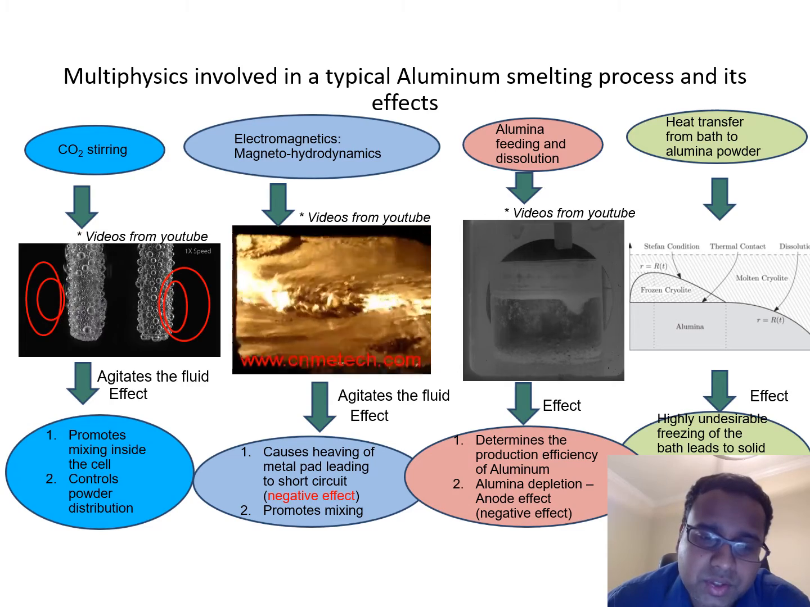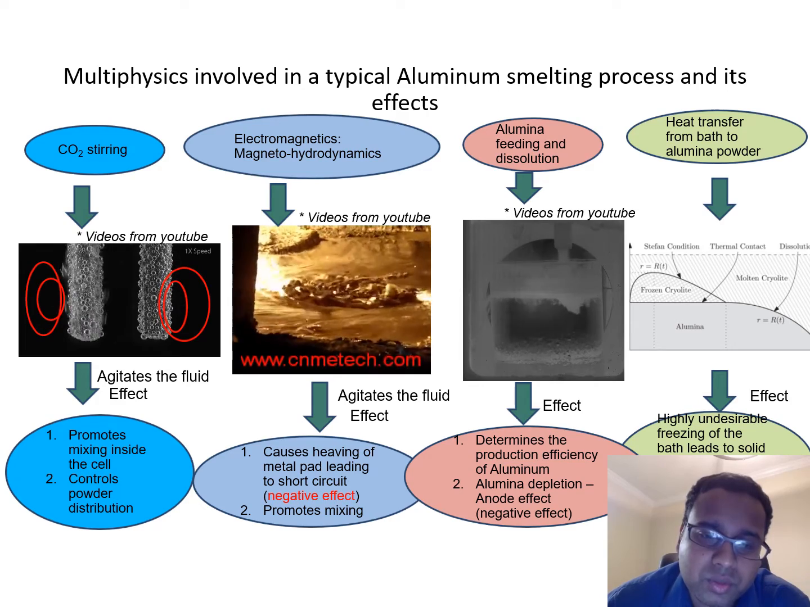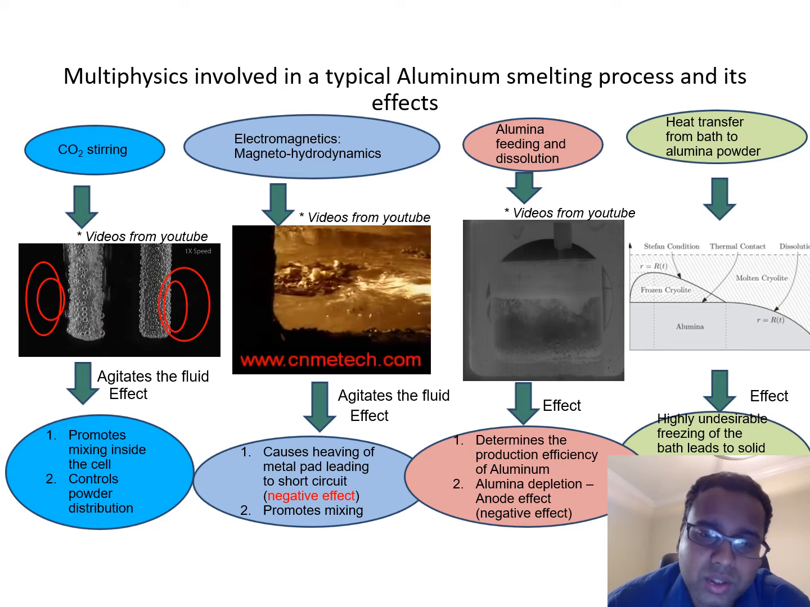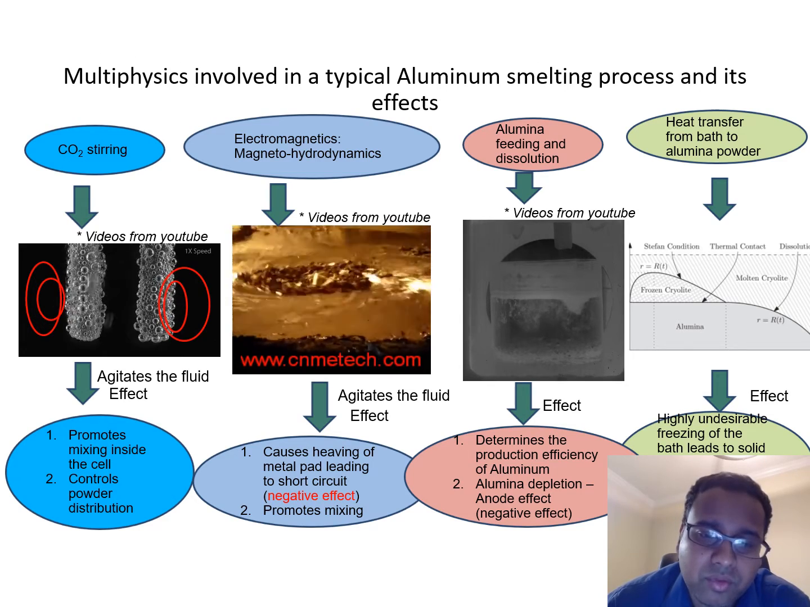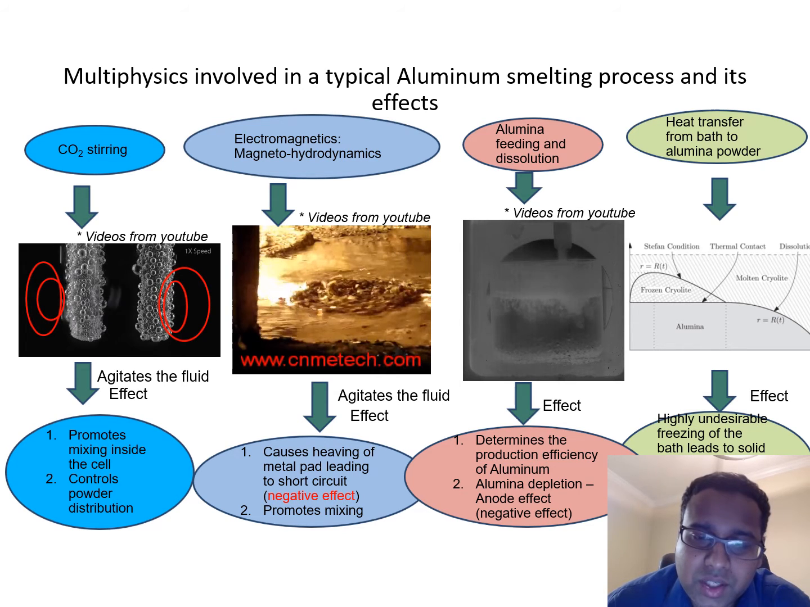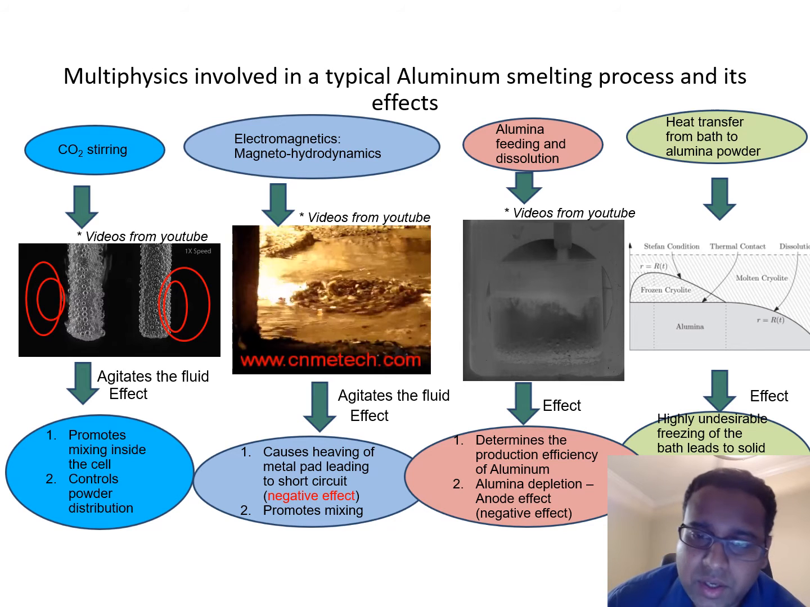In the second video, you can see the electromagnetic stirring, or this is the effect due to the Lorentz force produced due to the interaction of the magnetic field and the electricity passing through the electrolytic cell. This again promotes mixing. On the third video, you can see the injected alumina which is getting dissolved, and this determines how it's going to travel through the electrolyte and also reach anode for anodic reaction and cathode for cathodic reaction. The last picture shows the frozen cryolite.